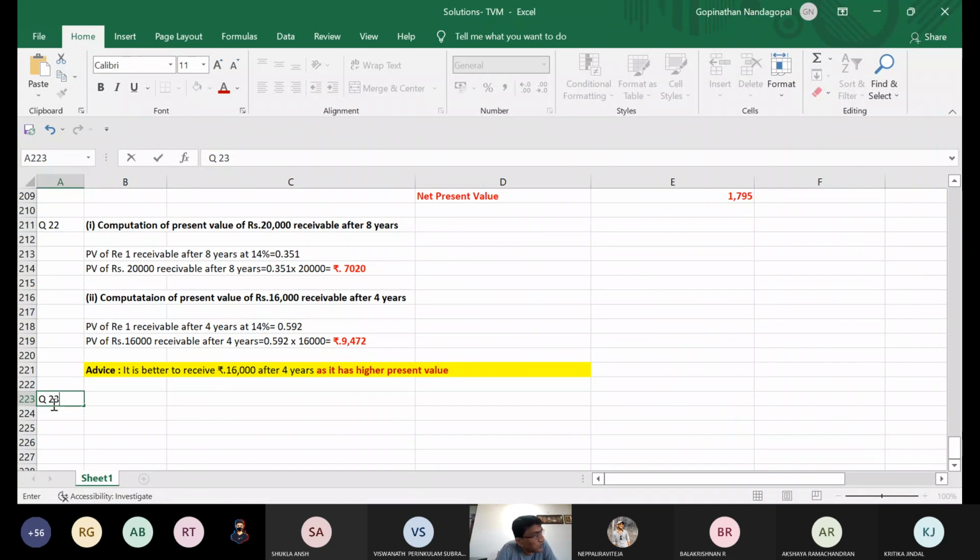Are you clear or not? Sir, can you please repeat it once again? Your returns can be fixed or variable, ma.